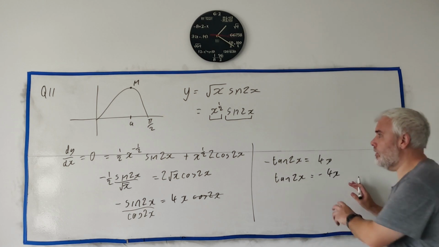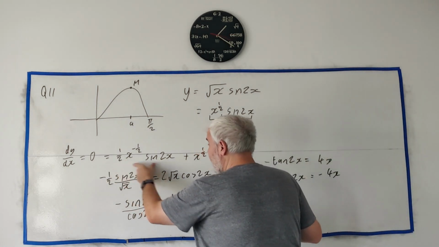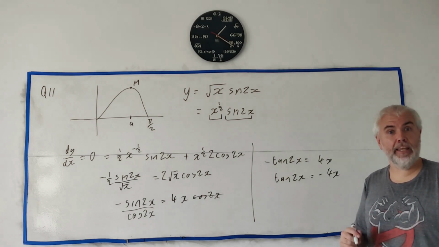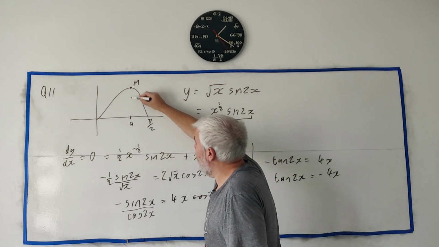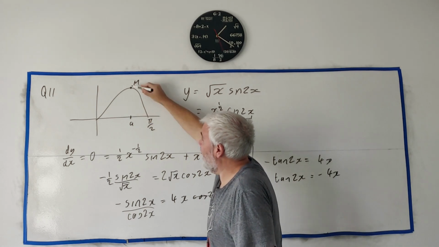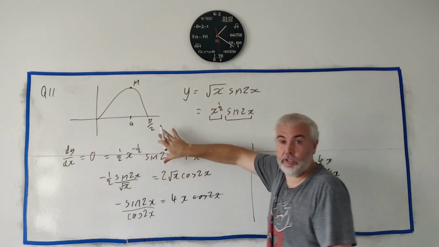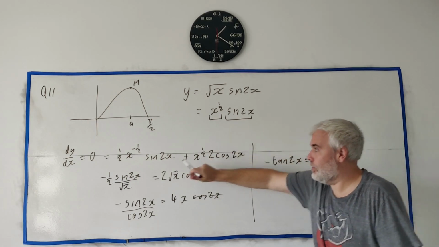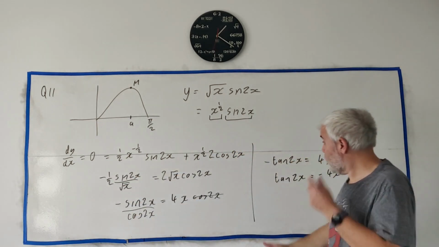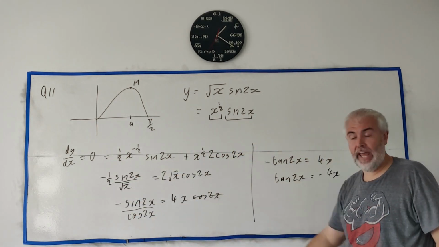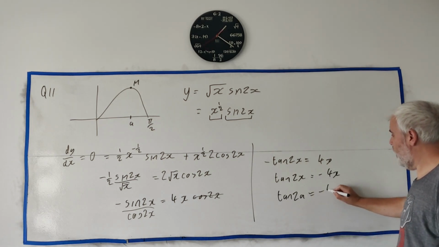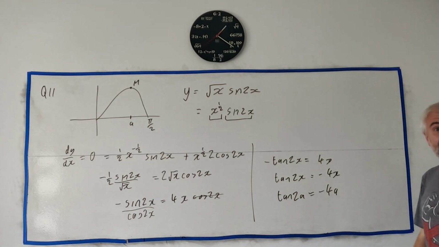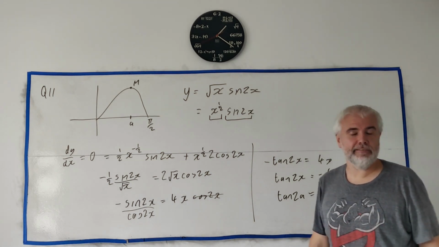At any point after this line, or in this line even, we could have replaced x with a, because they told you that x was equal to a at this point. That's what we were doing here. We were at this point because we were at equal 0. So at any point you want, you could have put a in. I'll just wait till the end. So that's tan of 2a is equal to minus 4a. And that's the answer to part A.